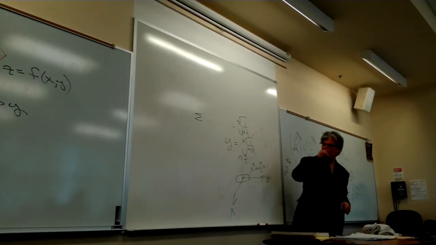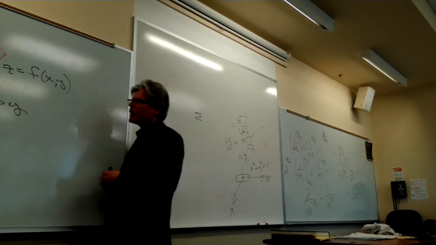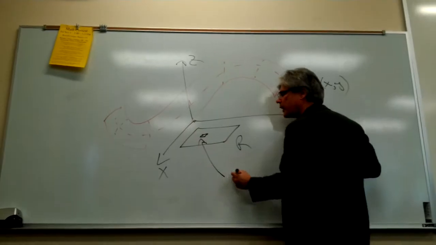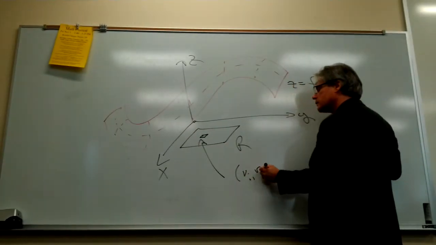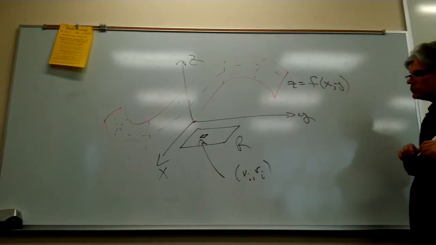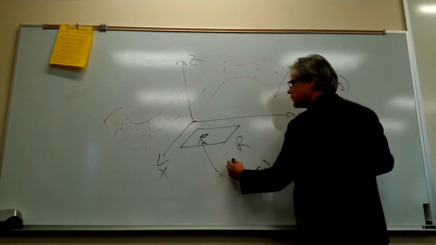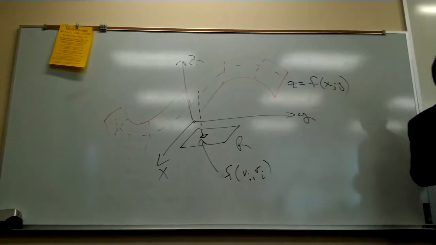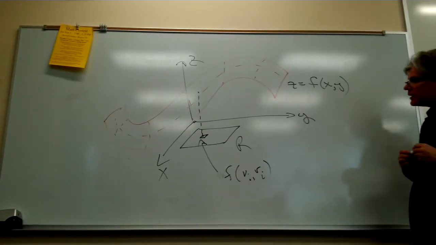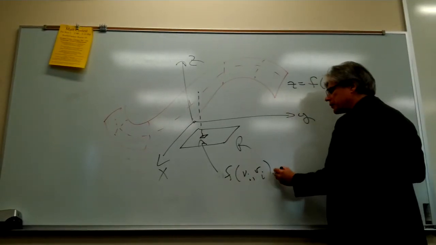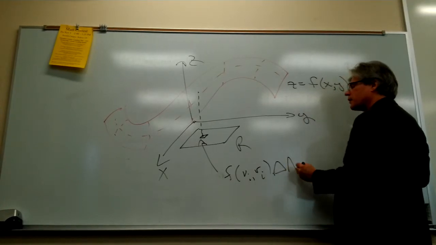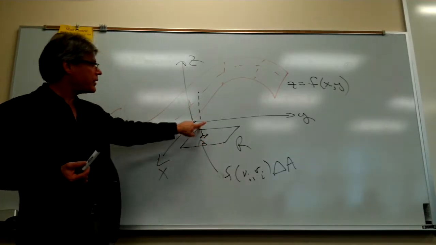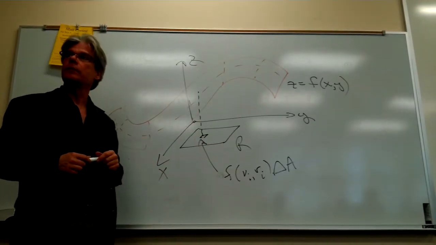But you guys come back over here. Would you not agree that if I took an arbitrary point in this small rectangular region, call it u sub i comma v sub i, this would be the corresponding distance from that point up to the surface? If I multiply the z value by a small change in area, the area of the square down here, that gives me the volume underneath the surface.